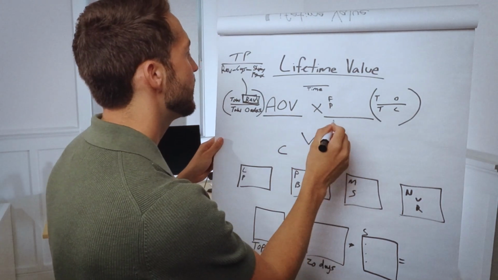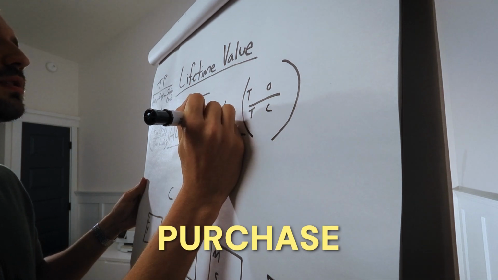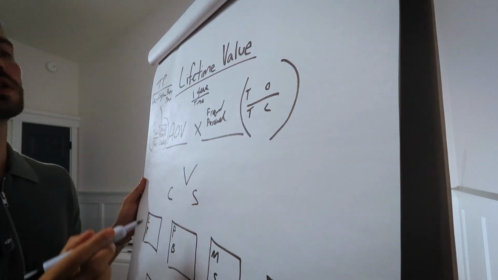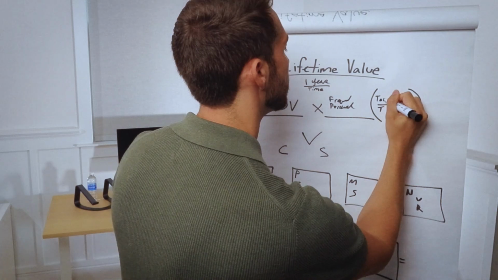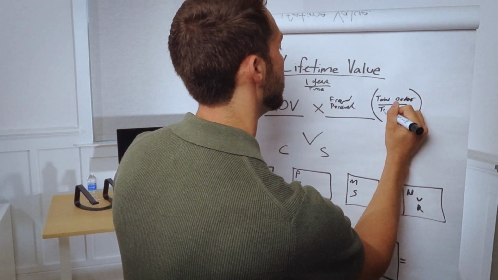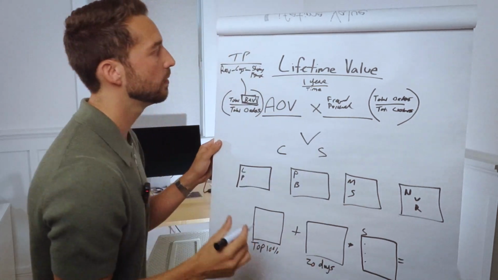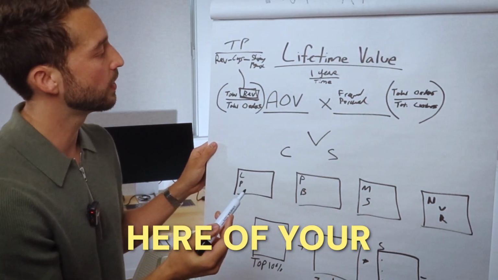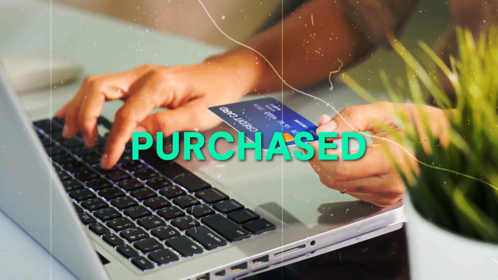Over here on the right-hand side, once we have our AOV, we're also going to be looking at frequency purchased, over a certain time period, we'll look at one year. In order to get to that frequency purchased, we'll take in our total orders and our total customers to get to that number. So this is what you need to be working with to get to your lifetime value of your customers. We need to get to AOV, we need to get to the frequency purchased, and that will get you to your overall number.